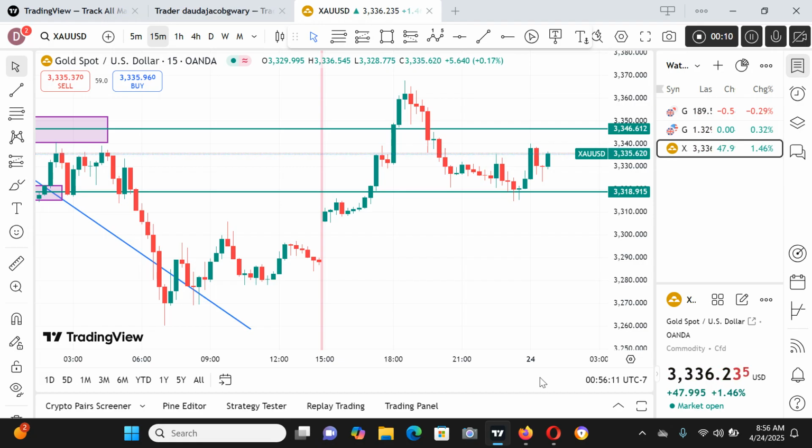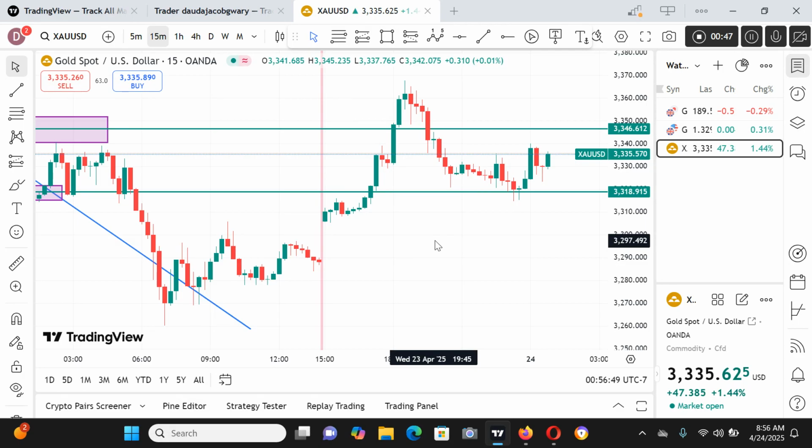Today, I want us to learn how to play psychological level on gold. So let's go straight to our chart. Now, what is psychological level? Psychological levels in forex trading refer to price levels that are often seen as significant by traders and can influence market behavior. These levels are typically round numbers or whole figures that traders perceive as important due to their simplicity and memorability. They are very simple to remember and very easy to memorize.